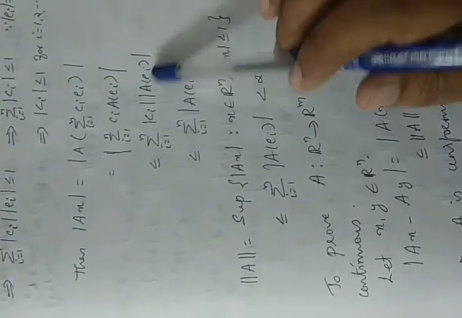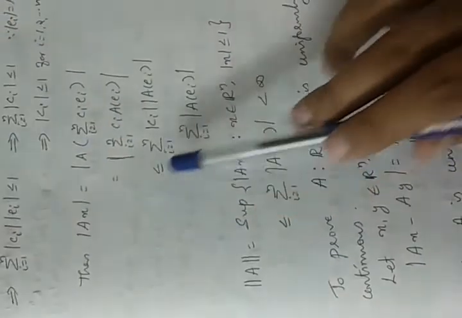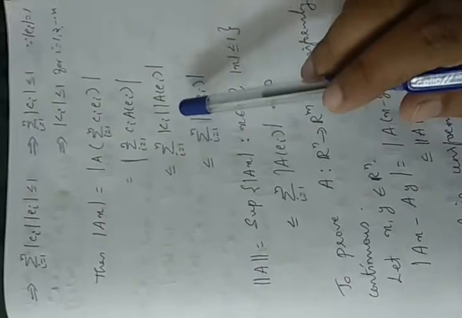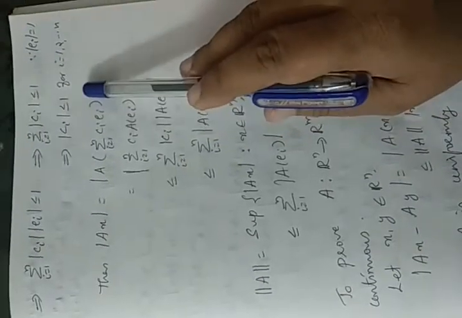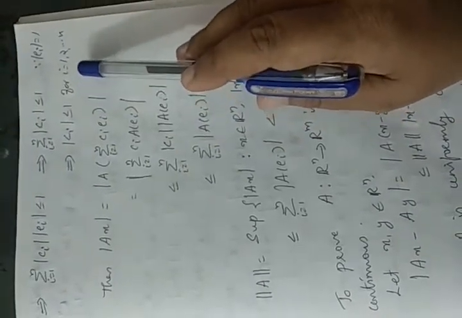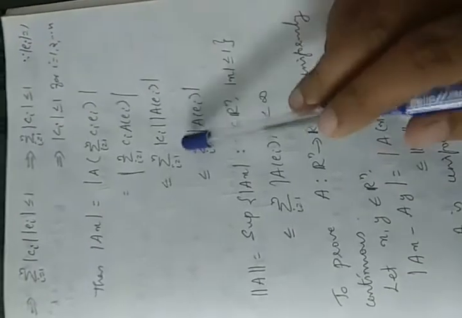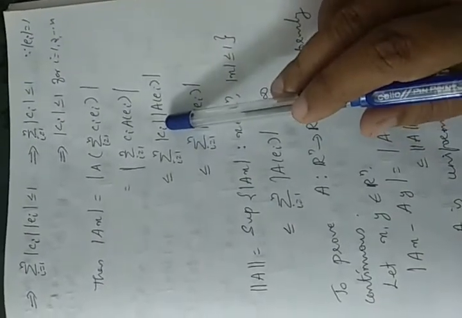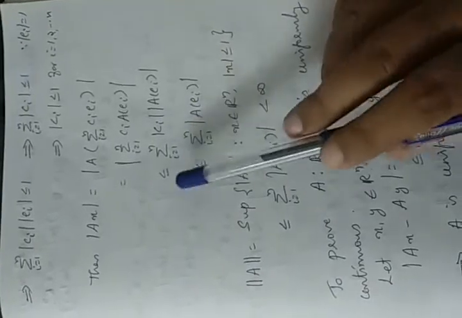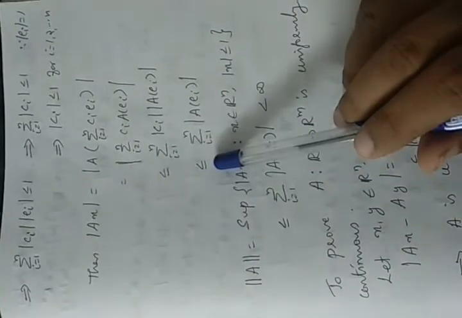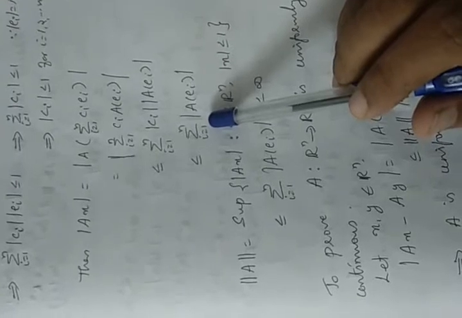So, we get mod A of x is less than or equal to, we know that mod ci is less than or equal to 1 for each i is equal to 1 to n. So, this term is always less than or equal to 1. So, we have mod A of x is less than or equal to sigma i varies from 1 to n mod A of ei.